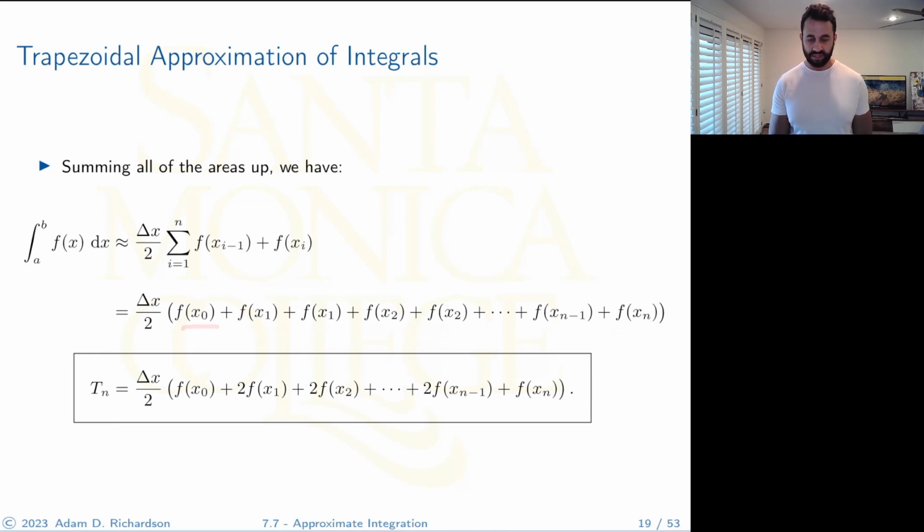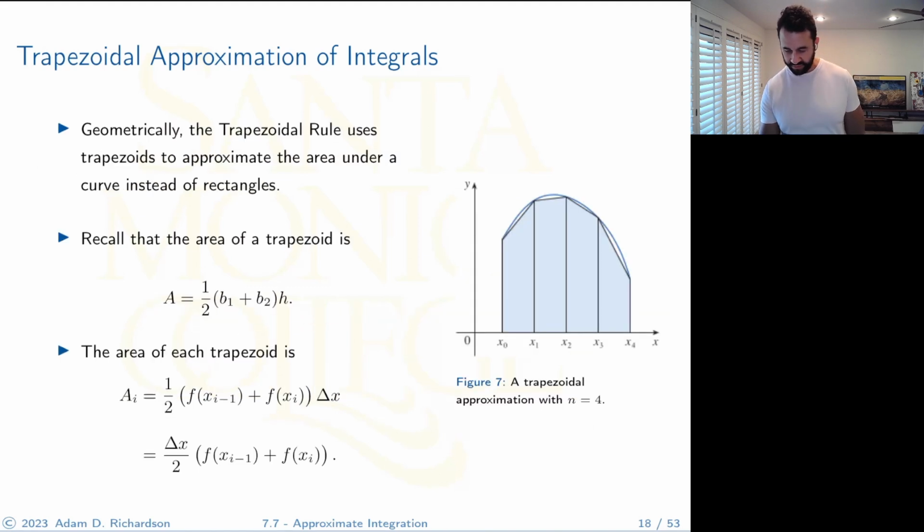We'll have f of x sub 0 plus f of x1 plus f of x1 again plus f of x2 plus f of x2 again, dot, dot, dot, all the way up to f of xn. So what you'll notice is that each one of these, like these middle terms, is getting doubled. And the reason that they're getting doubled is because they're being double counted from this setup here. So this one gets counted for this trapezoid, but it also gets counted for this trapezoid. So it gets doubled up.